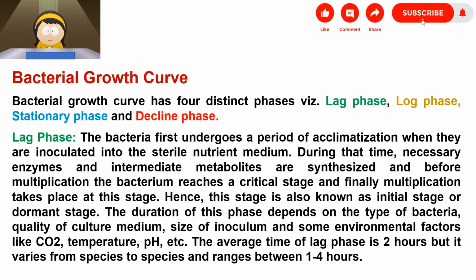The duration of this phase depends on the type of bacteria, quality of culture medium, size of inoculum and some environmental factors like CO2, temperature, pH, etc. The average time of lag phase is 2 hours, but it varies from species to species and ranges between 1 to 4 hours.